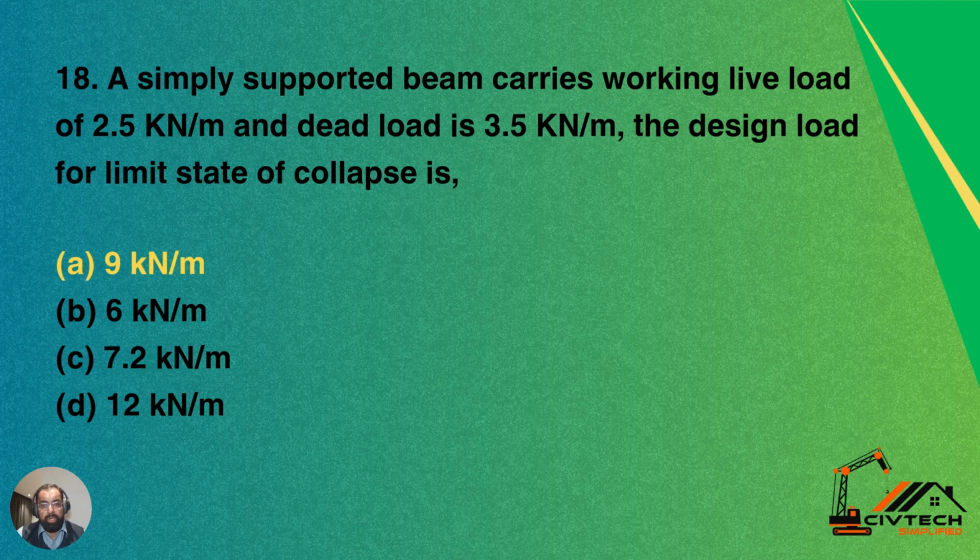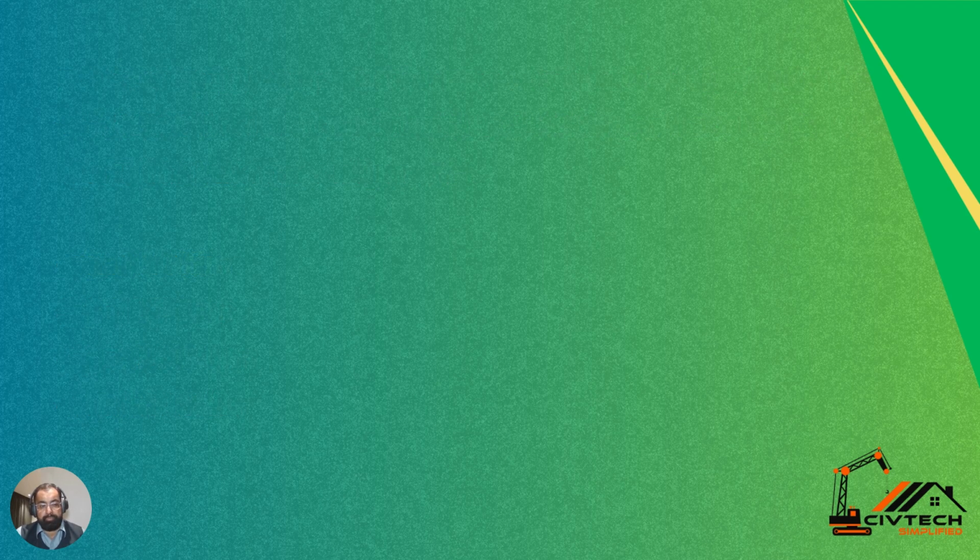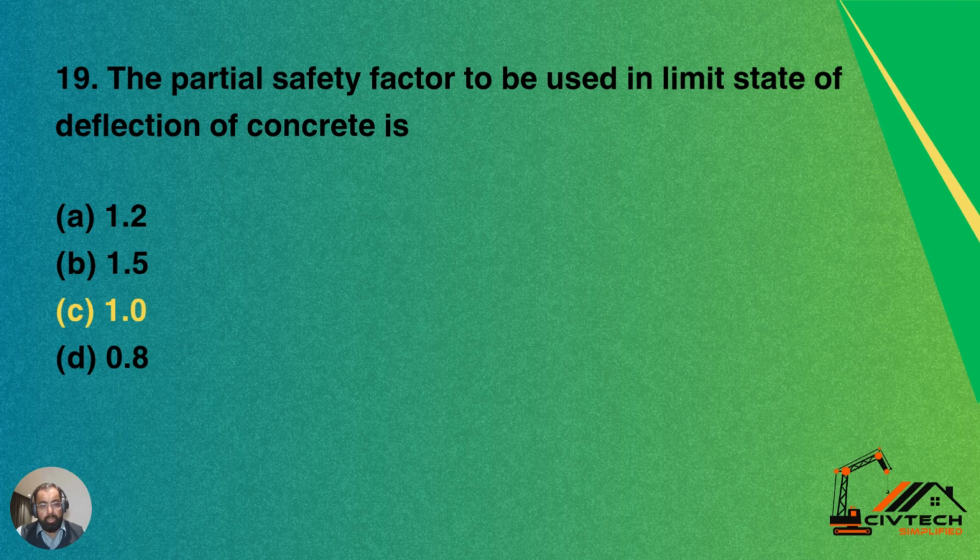Question 18. A simply supported beam carries working live load of 2.5 kilonewton per meter and dead load of 3.5 kilonewton per meter. The design load for limit state of collapse is: option A, 9 kilonewton per meter; option B, 6 kilonewton per meter; option C, 7.2 kilonewton per meter; option D, 12 kilonewton per meter. So A is the correct answer. 9 kilonewton per meter is the design load for limit state.